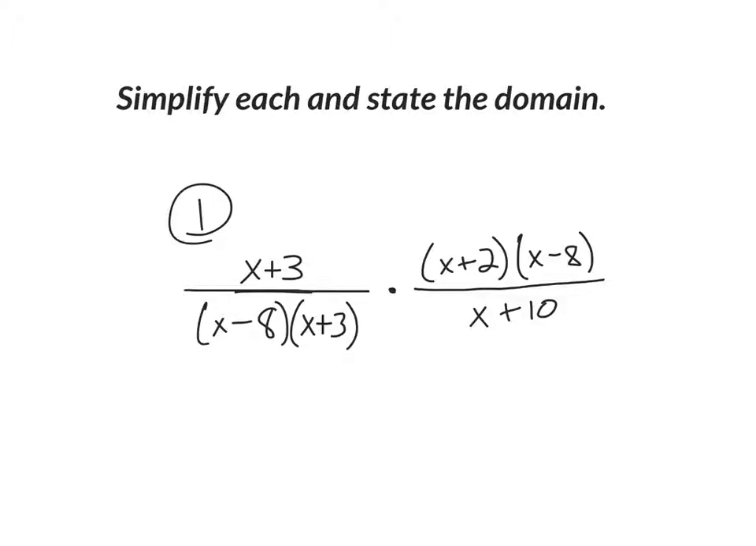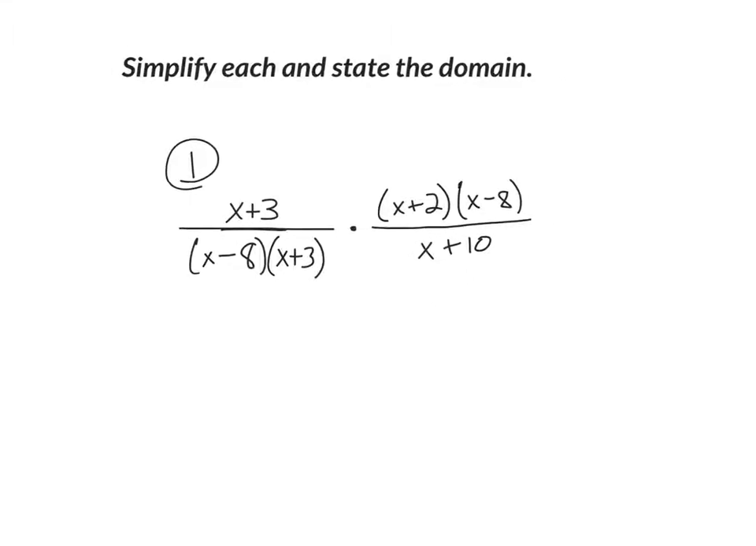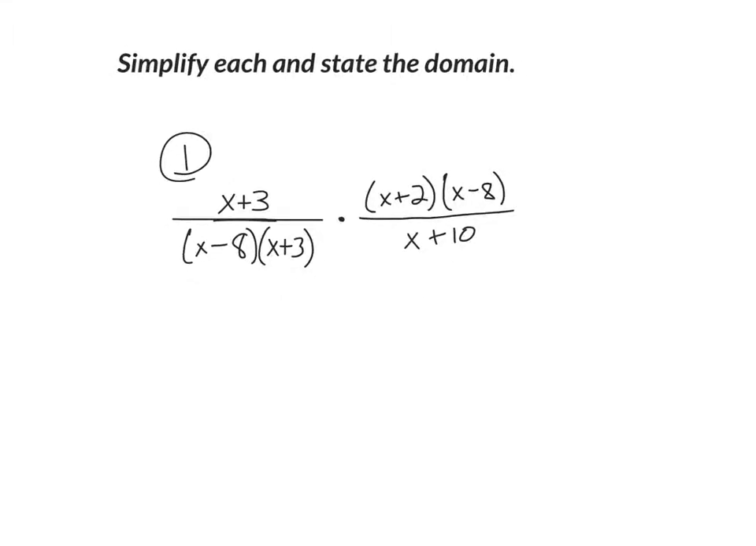What you do need to do though is state your domain, and then you also need to be able to cancel and simplify each thing. So how do we state our domain? Well, stating our domain with multiplication is no different than stating the domain when we were simplifying. I simply take the parts of the denominator, the parts that are in the bottom, and I'm going to set them not equal to 0.